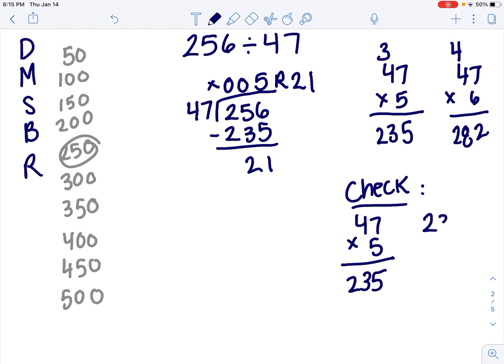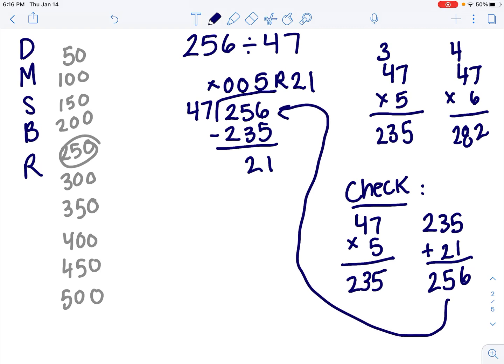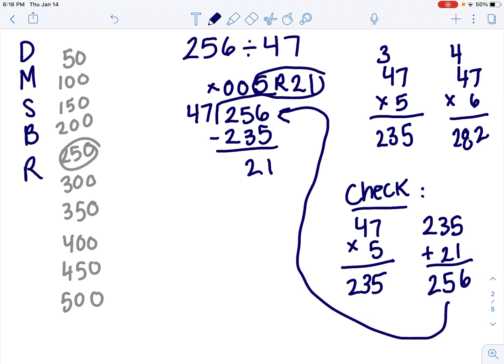Now we take that 235 and we go next door to start a new problem. 235, and we have to add our remainder to that. So 235 plus 21. 5 plus 1 is 6. 3 plus 2 is 5. And 2 plus nothing is 2. To check to see if that problem was done correctly, we want to see if the answer to our check matches with what was under the division house, or the dividend. And it does. So we know our answer to this problem is in fact 5 remainder 21.